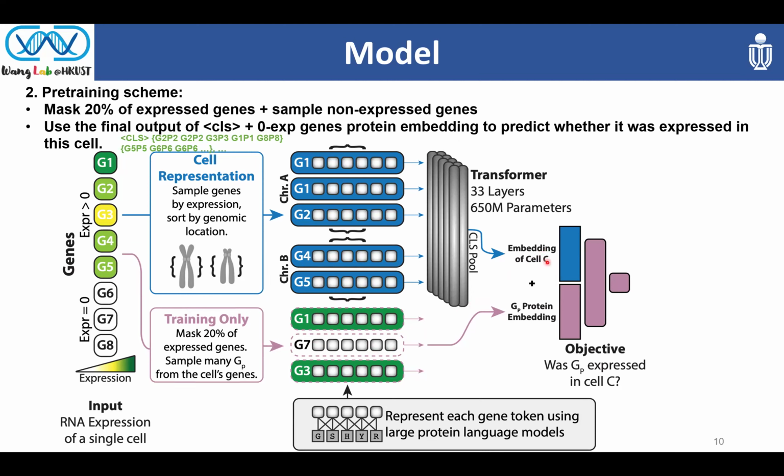And the pre-training task is very easy. They just want to predict whether those genes are expressed in this cell. So it is kind of like a binary cross entropy. They just give yes or no. And this is their pre-training objective. It's different from other foundation models. Should I move on?